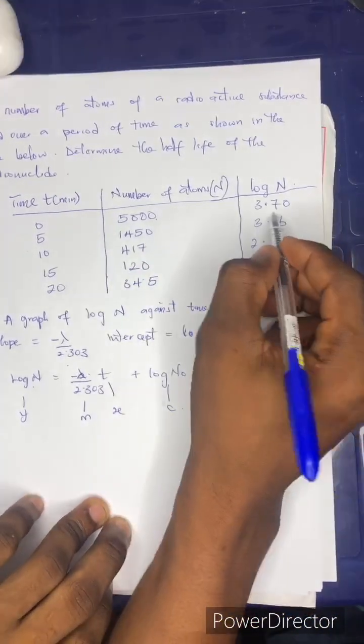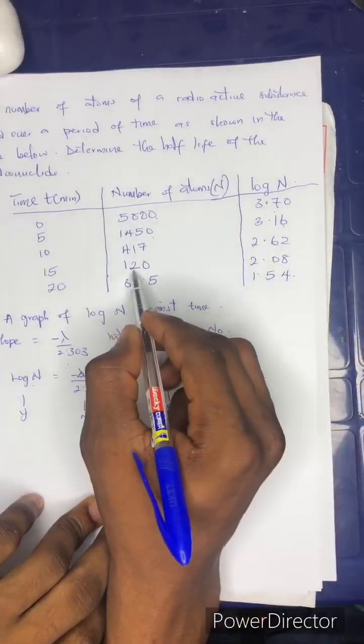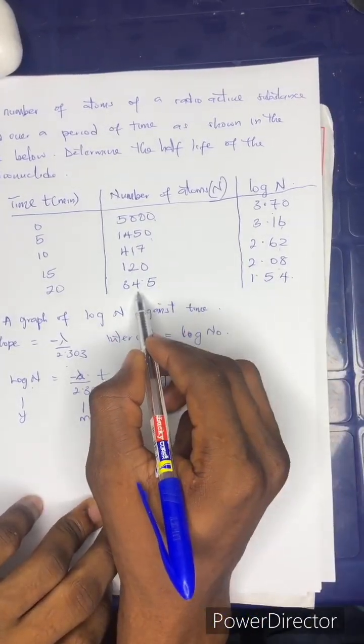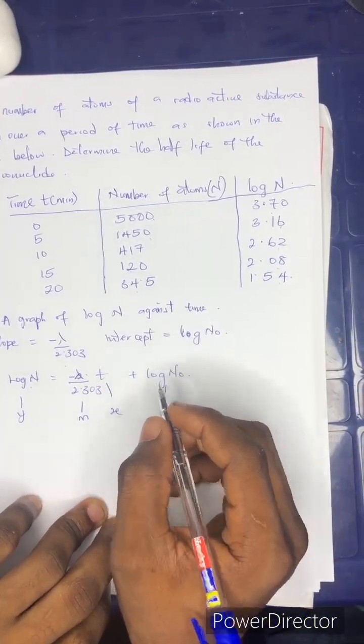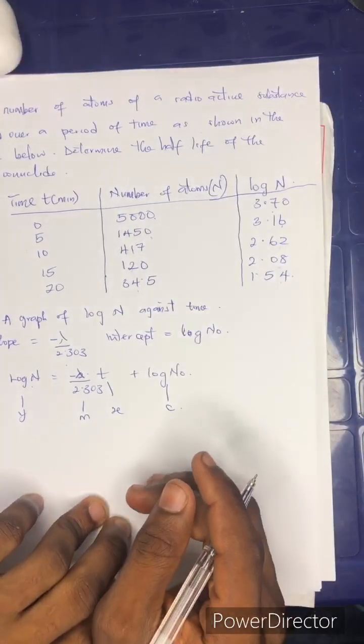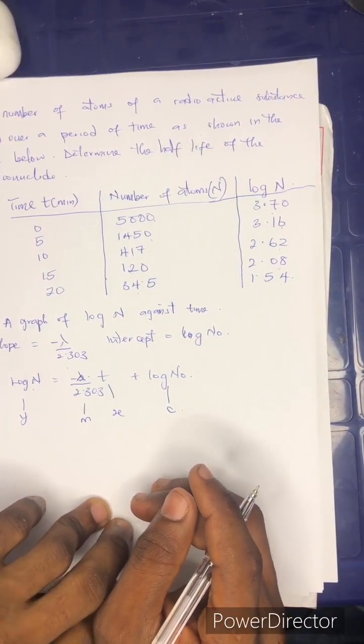Take log of 5,000, you get this. Take log of 1,450, you get this. Take log of 417, you get this. Take log of 120, you get this. Take log of 4.5, you get 1.54. Now that is the logarithm of everything. Then you go to your graph. Are you with me? Let's go to our graph. So stay tuned.